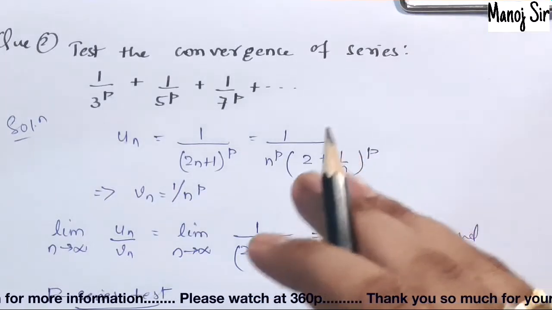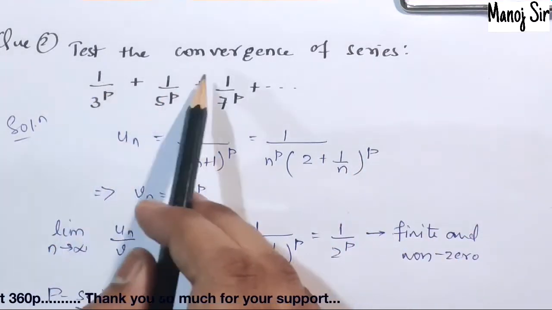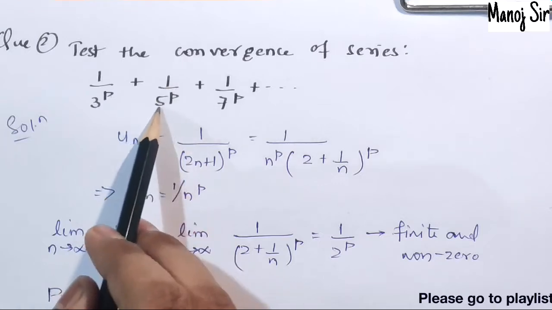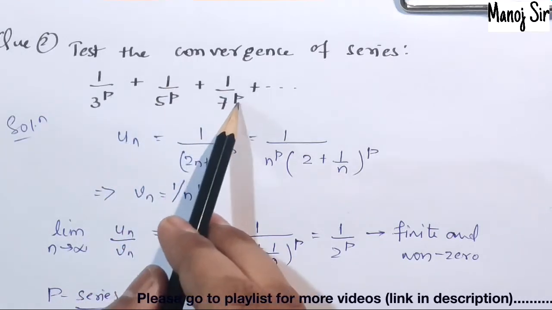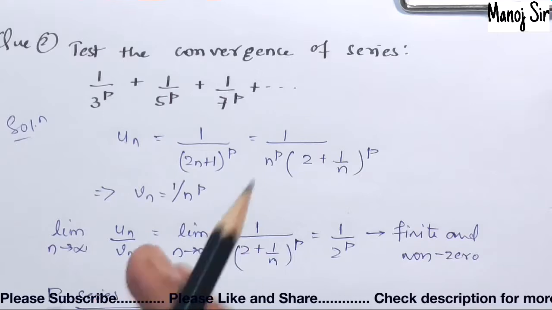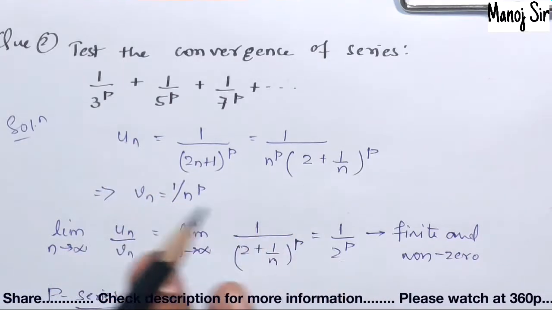Okay, let us start. Question number 2 says: test the convergence of the series 1 upon 3 to the power p plus 1 upon 5 to the power p plus 1 upon 7 to the power p plus dot dot dot. Here we need to form un as well as vn.